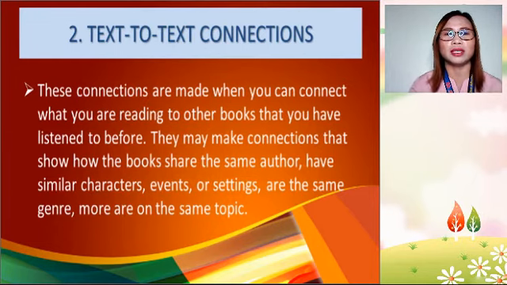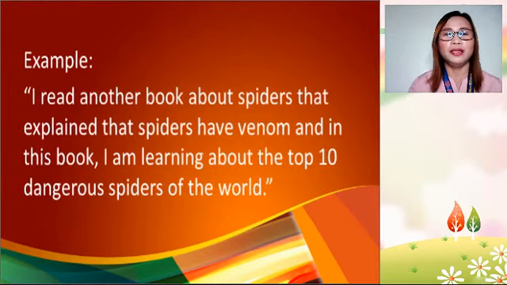2. Text-to-text connection. These connections are made when you can connect what you are reading to other books that you have listened to before. They may make connections that show how the books share the same author, have similar characters, events, or settings, are the same genre, or are the same topic. Example: I read another book about spiders that explained that spiders have venom. And in this book, I am learning about the top 10 dangerous spiders of the world.